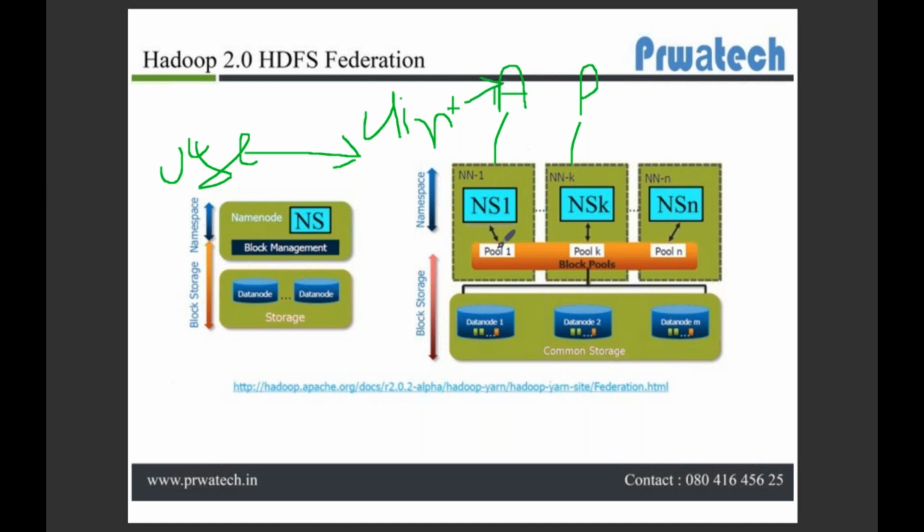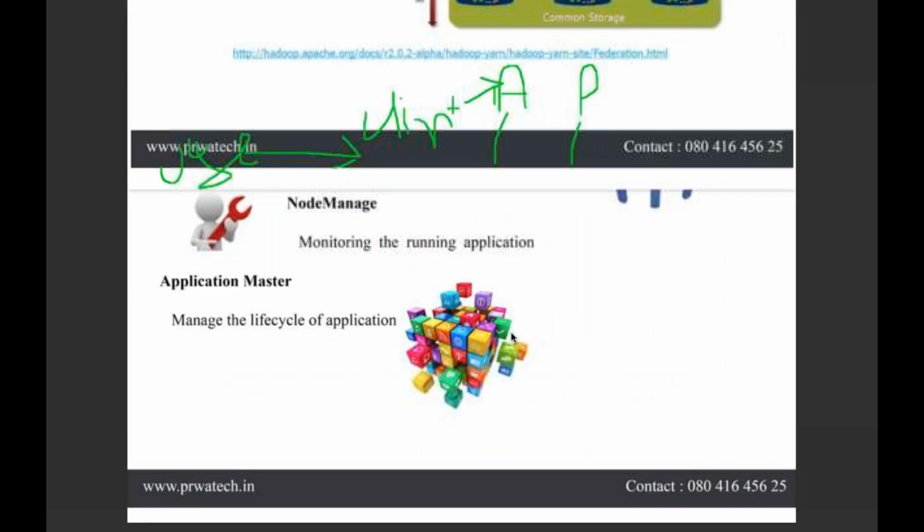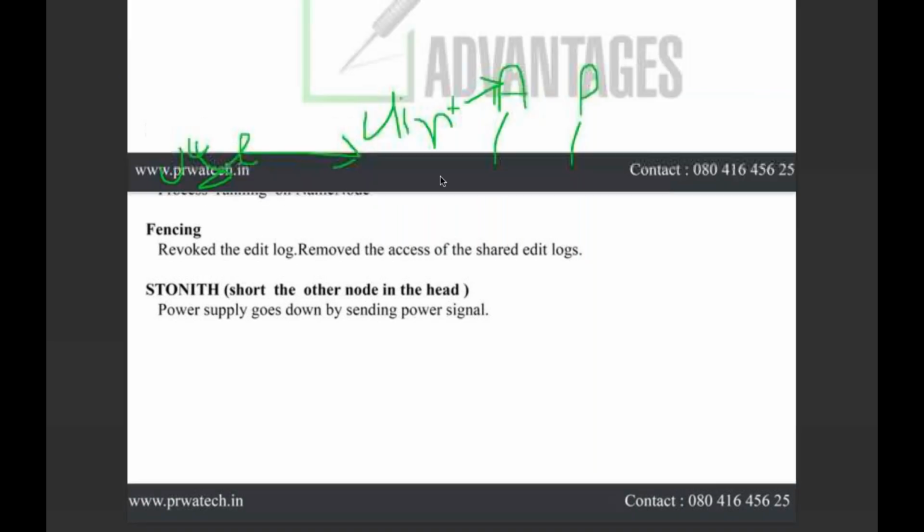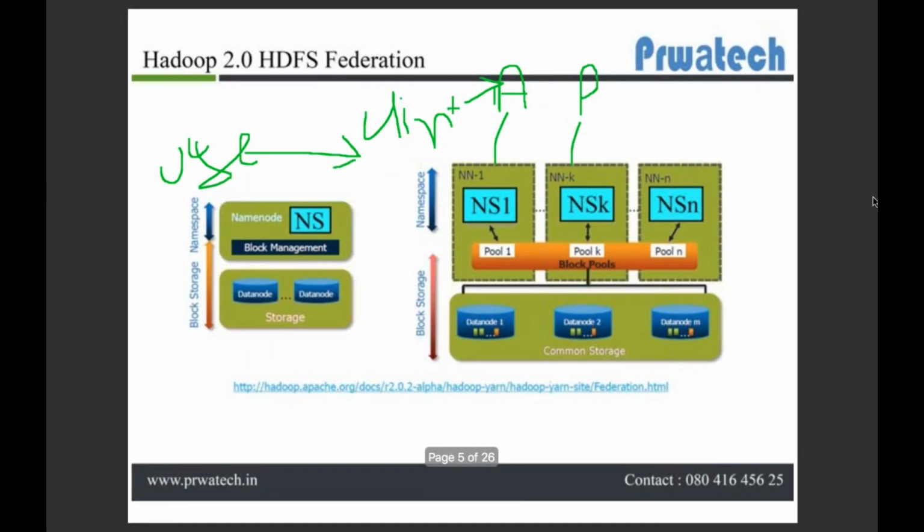So guys, there is something called fencing. Let me show you. Right, and failover. What is failover, guys? This is the process running on the name node. What it will do is determine which name node is active. One program will be running. Let's say this name node is the active node. So one program is running, that is called failover.